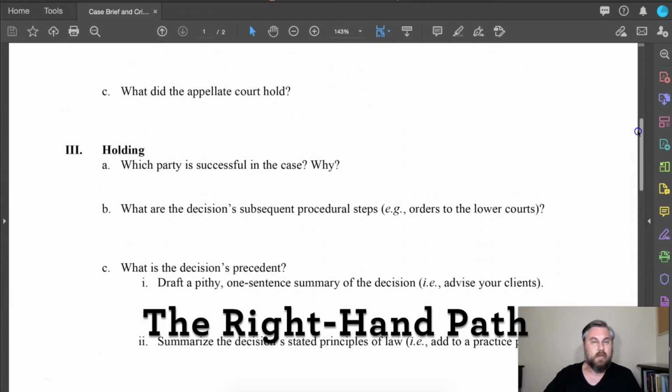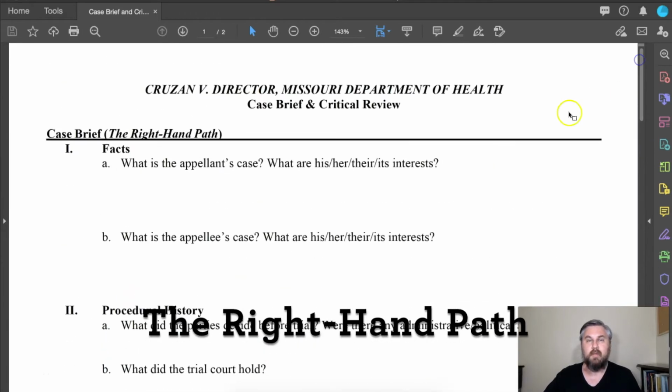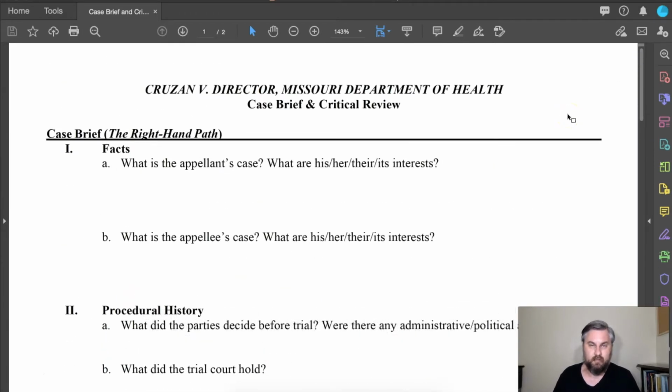So let's look at this right-hand path for a second. In most models of a case brief, you'll see similar pieces. This is, as I say, the traditional approach to a case brief. And although you may adapt your case brief to your own personal preferences, I highly recommend that you include most of the things that you're going to see here on this first page of my case brief.